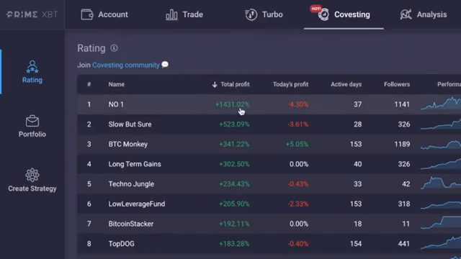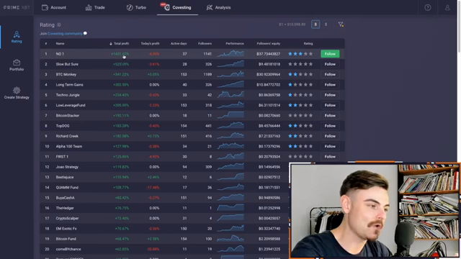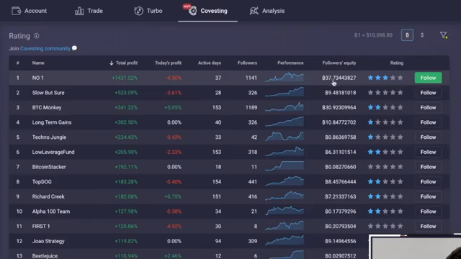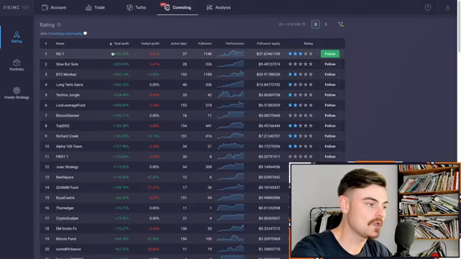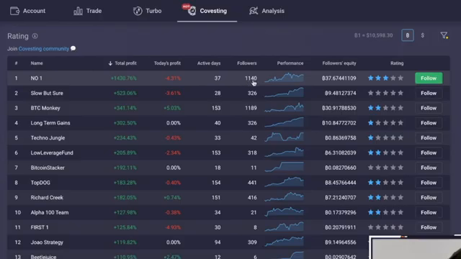And you can see that his total profit overall in his account is 1,400% gains. So obviously, this is a full-blown professional trader. The follower's equity is 37 Bitcoin, so 37 Bitcoin worth is following his trades. It doesn't actually say what his own equity is, for obvious reasons. He's got 1,140 followers right now, and the active days is 37 days he's been trading. Today's at a loss of 4%, but overall, over the last 37 days, he's done pretty darn well.